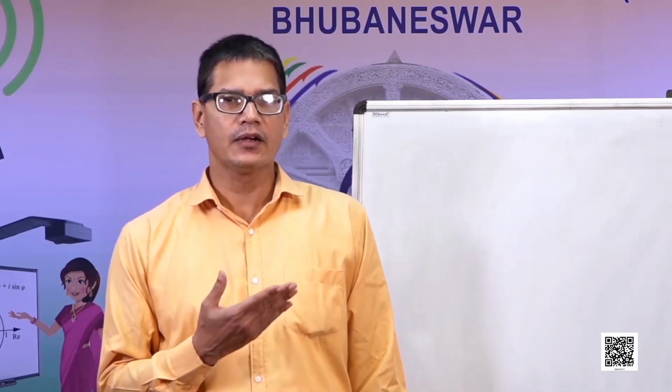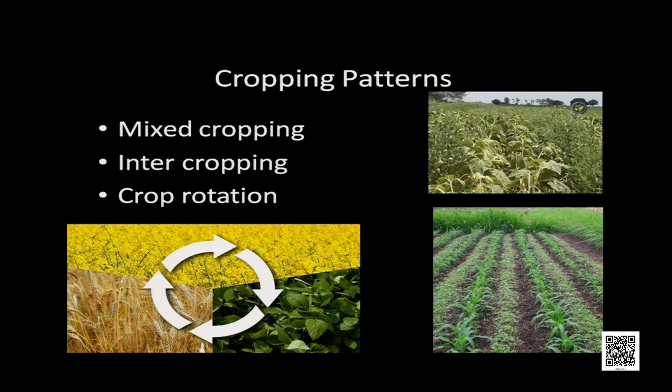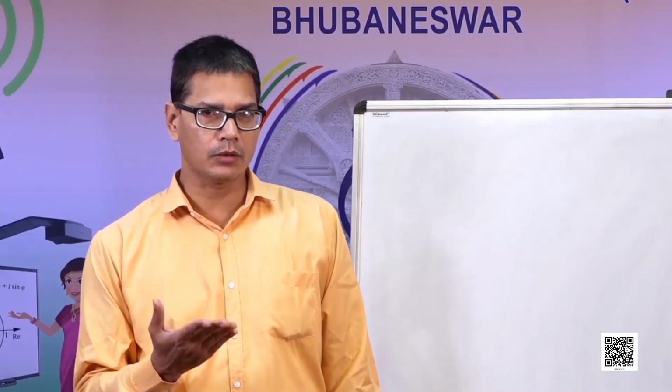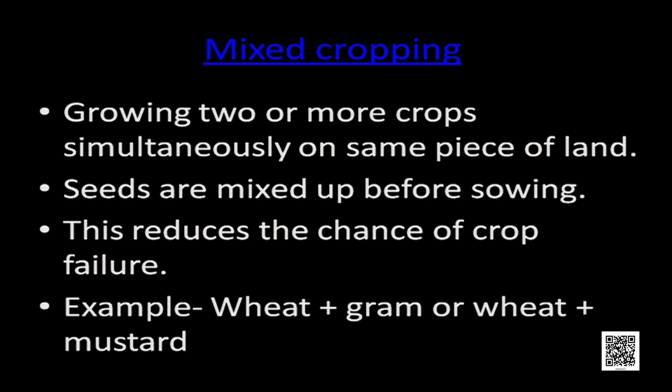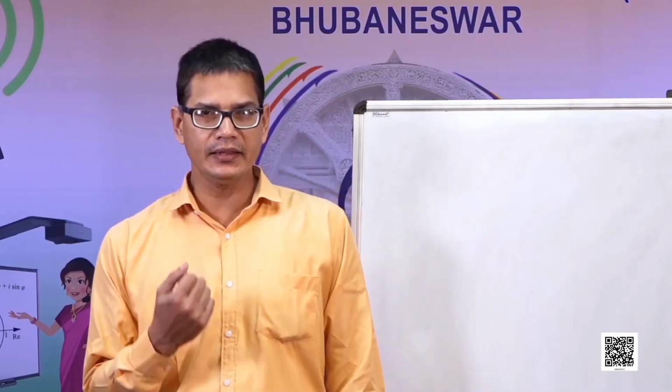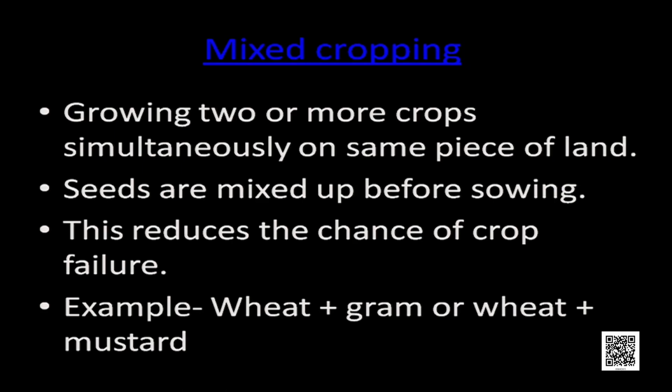Now next, as I said earlier, there are different cropping patterns, and the major ones are mixed cropping, intercropping, and crop rotation. We will study all three one by one. First one is mixed cropping. It is growing two or more crops simultaneously on the same piece of land. In this type of cropping, seeds are mixed up before sowing. This reduces the chance of crop failure. That means it is a kind of insurance.